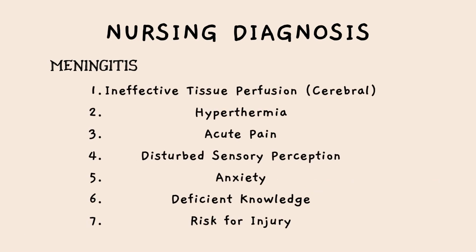Now we come to the nursing diagnosis. For meningitis, this includes ineffective tissue perfusion, hyperthermia, acute pain, disturbed sensory perception, anxiety, deficient knowledge, and risk for injury.